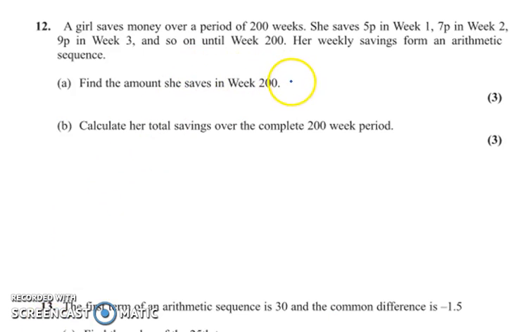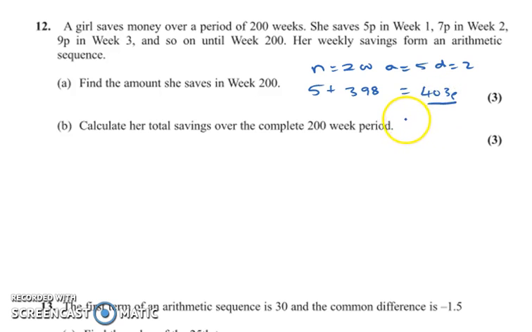We just want the 200th term. So we know that n is 200, a is 5, d is 2. Stick it all into un, and we have 5 add 398, which is 403p. Okay. Part B, total savings, Sn equals n over 2, 2a add n minus 1d.